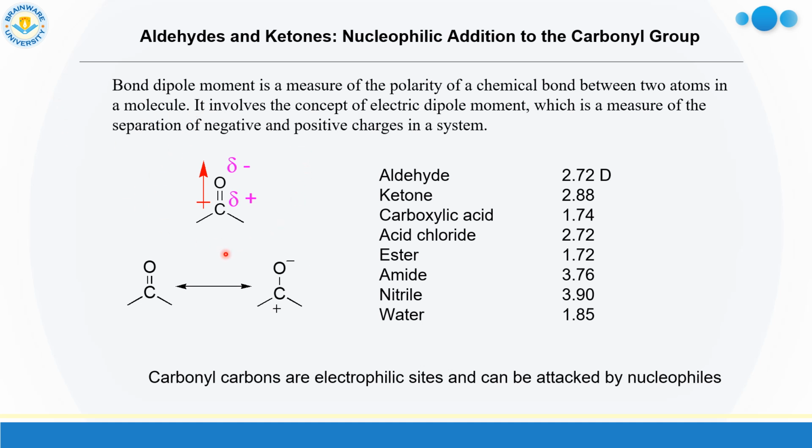Here the carbonyl group is actually a polar group. It has a dipole moment because of the electronegativity difference. Different kinds of carbonyl groups have different dipole moments also. Based on that, the carbon has an electrophilic center, because a delta positive charge is already generated, so that's why a nucleophile can easily attack on that center.